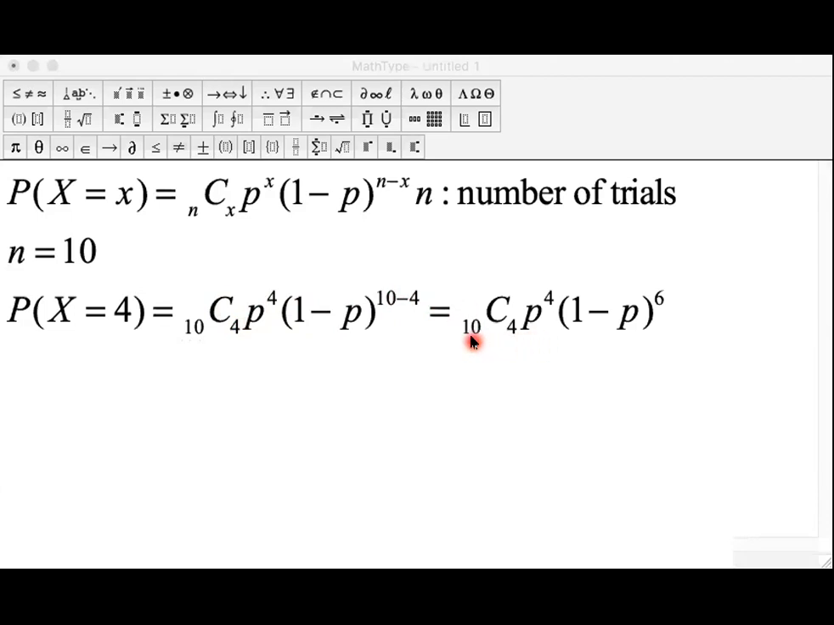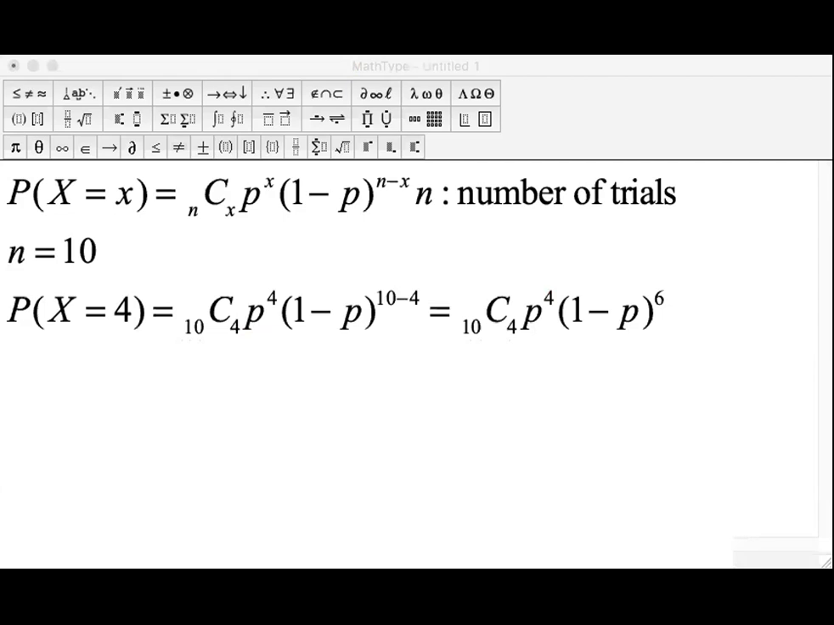So we notice here that we'll have 10 choose 4, so that 10, which is our number of trials, the bigger number, is always first. 4 is the number of successes. Notice that that's also the exponent on the probability of success, which is p. And then 1 minus p raised to the 6th power. So notice that the 4 and 6 add up to 10.